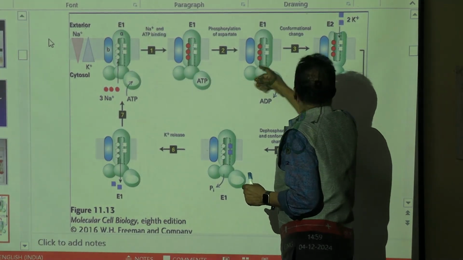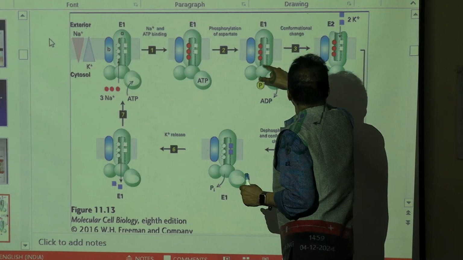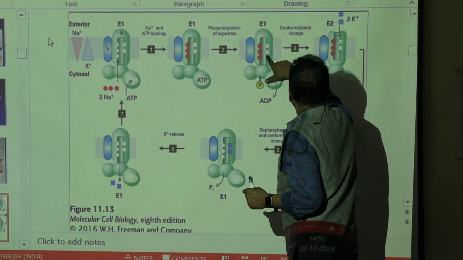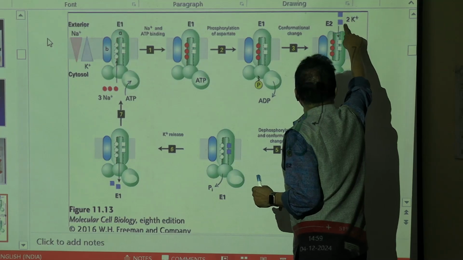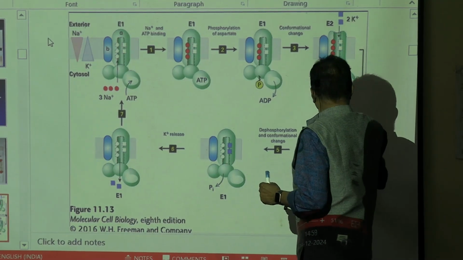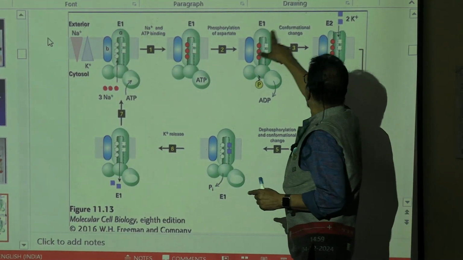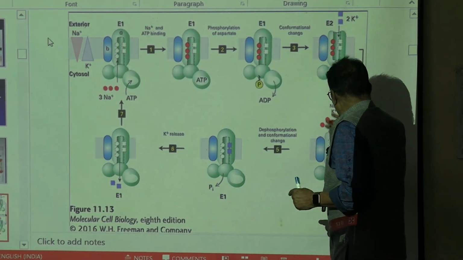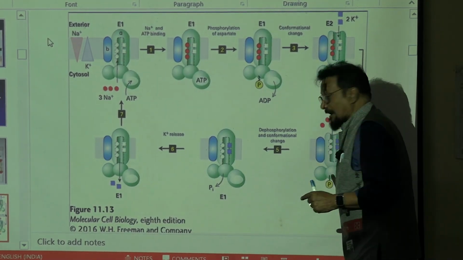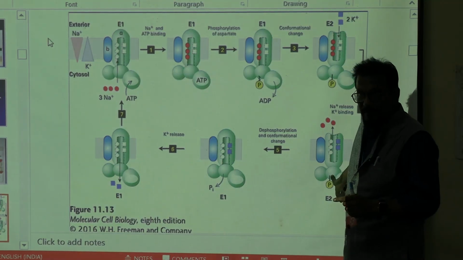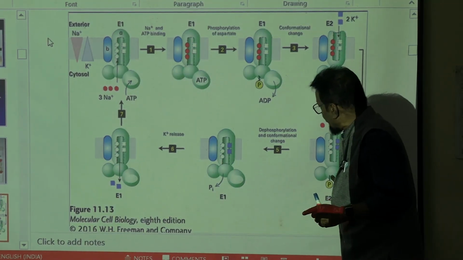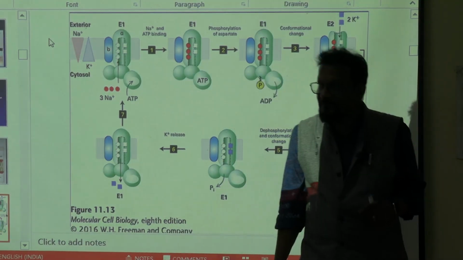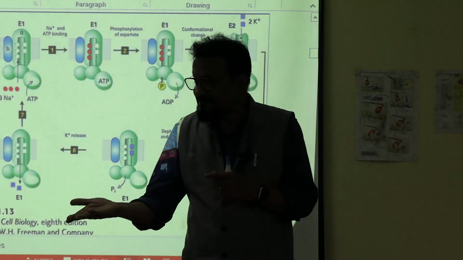Now this gate also opens. Now the sodium will come out and there are another two sites for potassium ion. So potassium ion will enter and bind to this. Since it is opened, now the 3 sodium will be coming up. Now what will happen to this? Potassium ion is there, remaining bound. Now this potassium ion will be coming out from this side. Means there will be dephosphorylation.